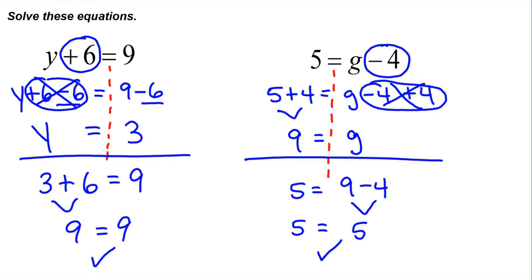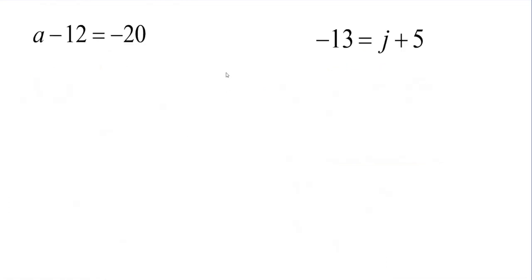So let's take a look at some that may not be mental math. Now we're going to throw some negative numbers in here. a minus 12 equals negative 20. Now, this becomes more difficult to do mentally. It's hard to think, well, what does a have to be to make this true? And this is where our addition and subtraction properties really come in handy. This is where you have to know how to do this.